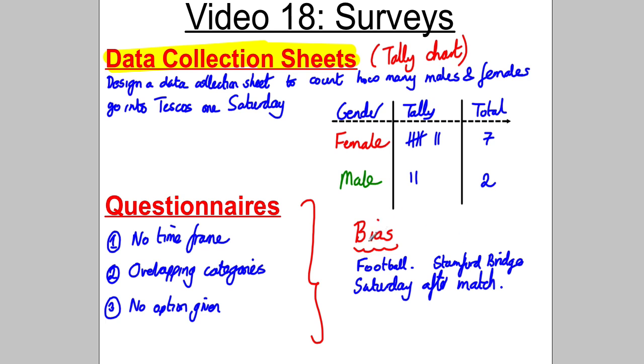Why is that biased? Well, it's biased, and this is the key term you've got to get in there. You've got to say it's not representative of the population.